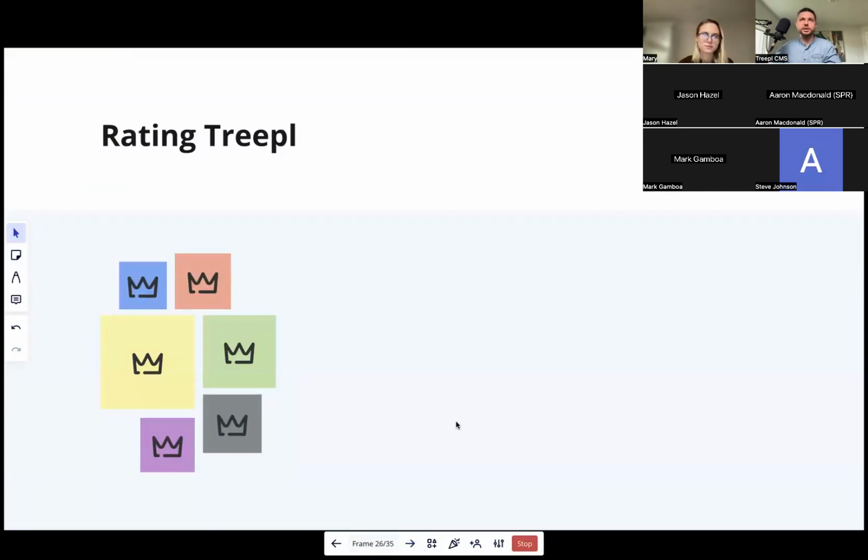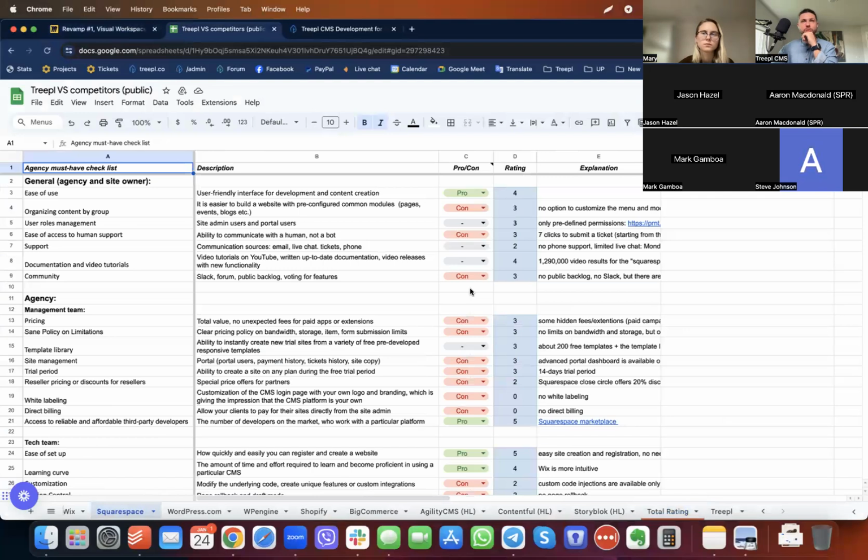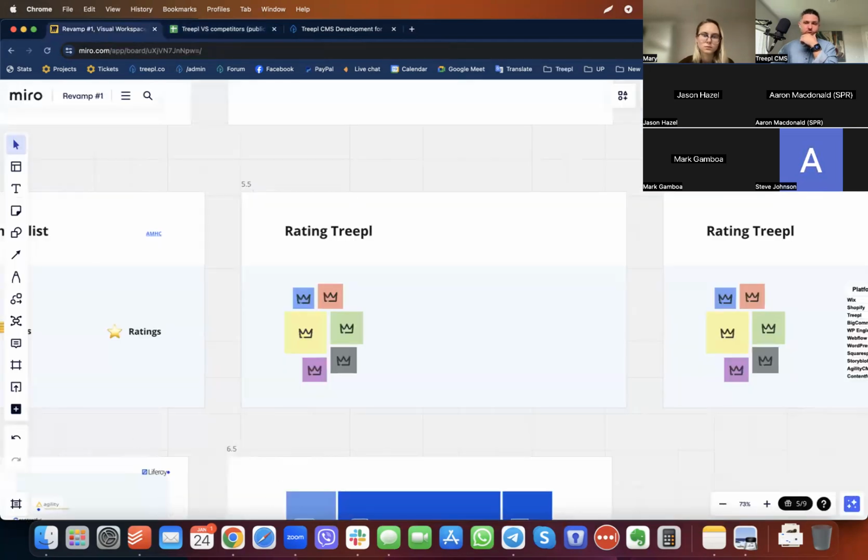So there are different numbers of websites, different sizes, some of them one-man shops, some of them teams from different countries, with different types of clients. So we asked them to rate Treepl. We gave them this doc, and they could browse through the competition and see how we did it for the competitors for those platforms. And we asked them to rate Treepl. So these are the results that we received.